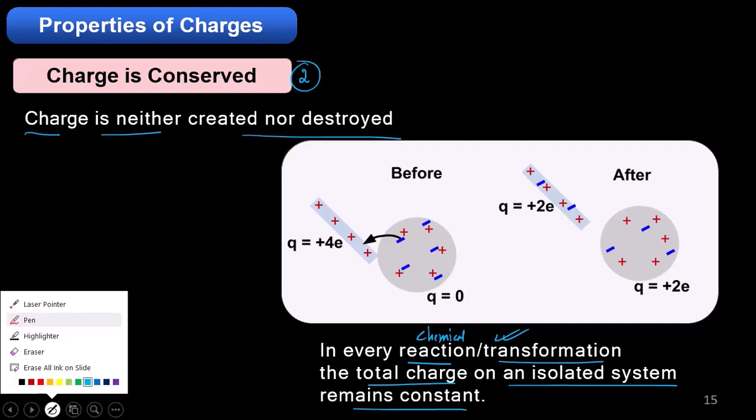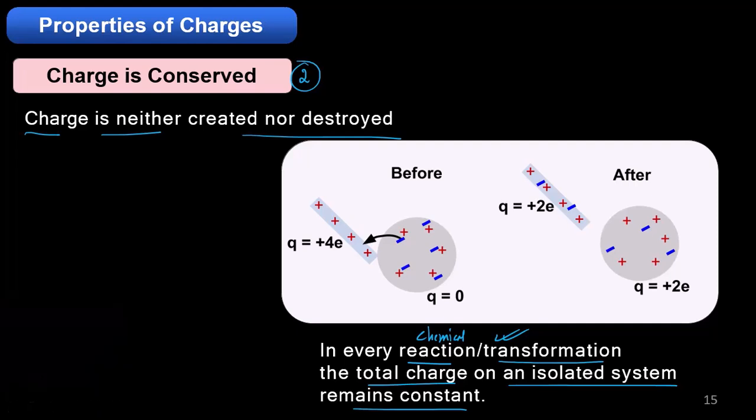Now, let us say I am doing one experiment. I am taking one rod. Inside this rod, there is a plus 4e charge, and there is a ball which has no net charge, 0. So initially, Qi, the initial charge, is 4e. Now once I touch this rod, let us say 2 electrons will neutralize these protons.